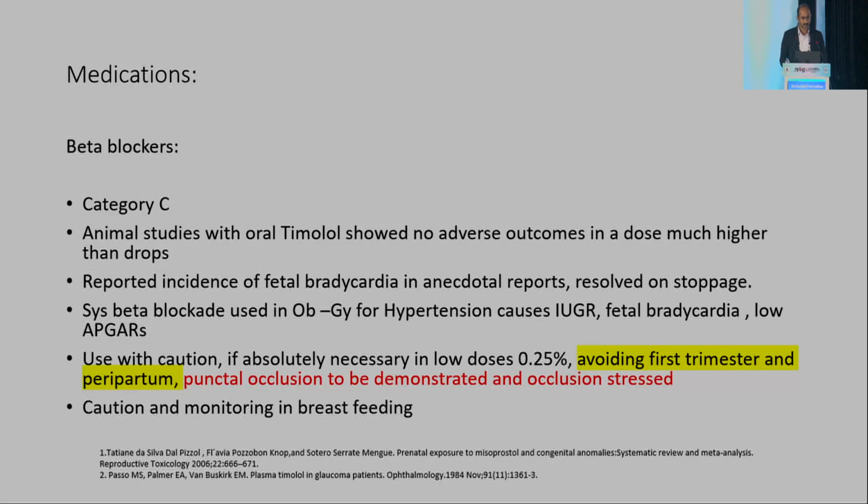That is where the transition takes place, and you have to be careful in case the patient is on brimonidine in pregnancy. As far as the beta blockers are concerned, a category C drug, it can cause IUGR, fetal bradycardia, and low Apgars with systemic beta blockade. And you have to use it with abundant caution in pregnancy, especially in low doses of 0.25%, avoiding the first trimester and the peripartum period. Punctal occlusion has to be demonstrated and stressed for such patients to minimize the chances of a problem. Caution and monitoring in breastfeeding is also essential.